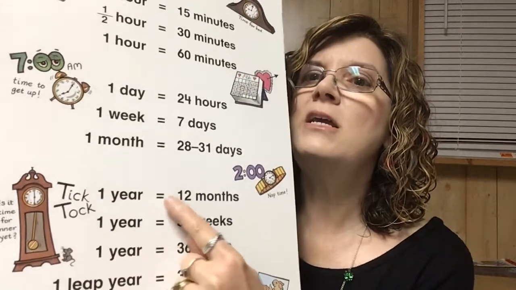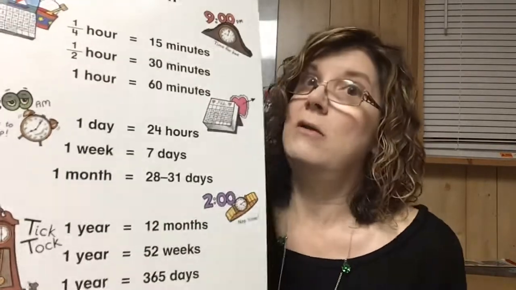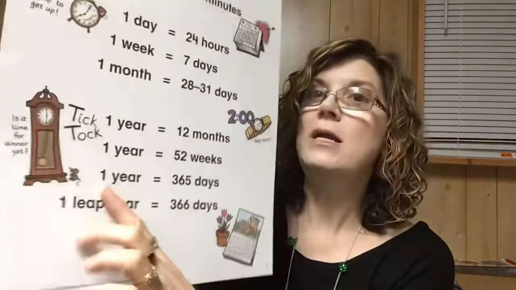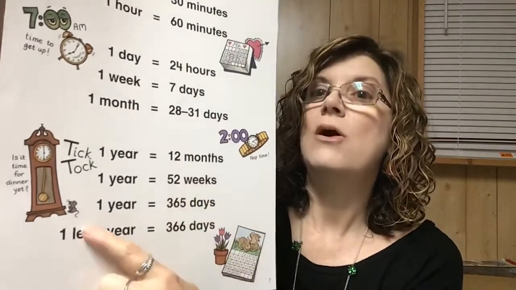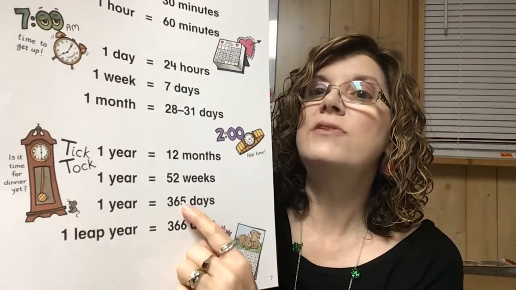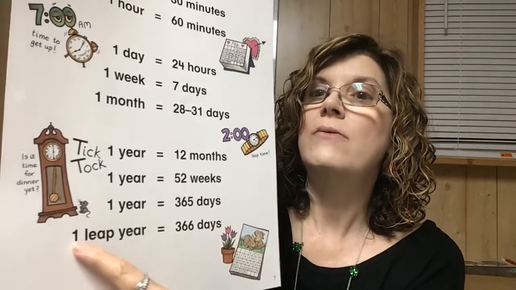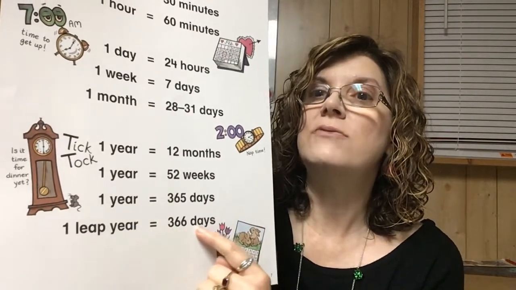Then we have 1 year equals 12 months. Well, if you can't remember that, then just say the months. January, February, March, April, May, June, July, August, September, October, November, December. There you have 12. Alright, 1 year equals about 52 weeks. 1 year equals 365 days. And 1 leap year equals 366 days.